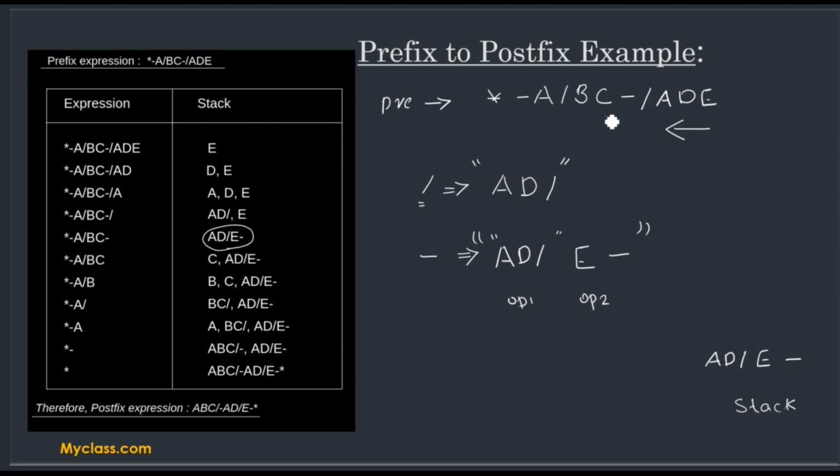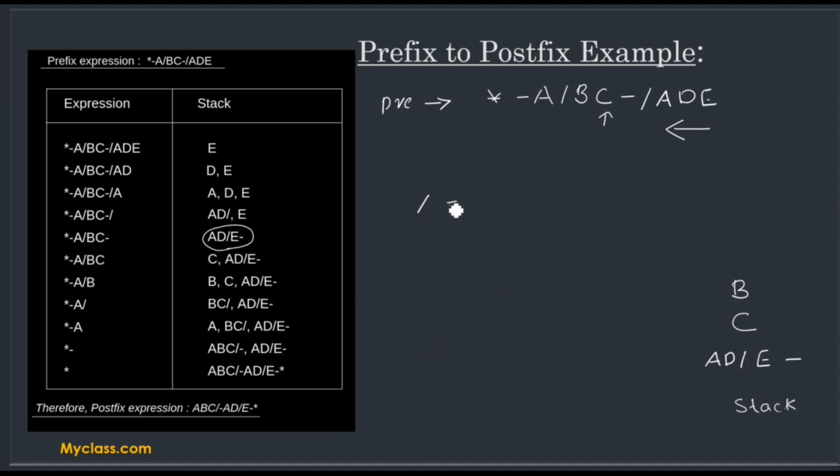Another operand came. Now we are here. C came. C is an operand, so we are pushing this to our stack. Now another operand came, B. We are pushing it to our stack. Now there is another operator, division. When division came, the division is the operator, so we are popping B and C from the stack and making a string like this: operand 1, operand 2, the division, and we are pushing it back to the stack. We have popped B, C already. Now B, C, division. So the stack contains two elements.